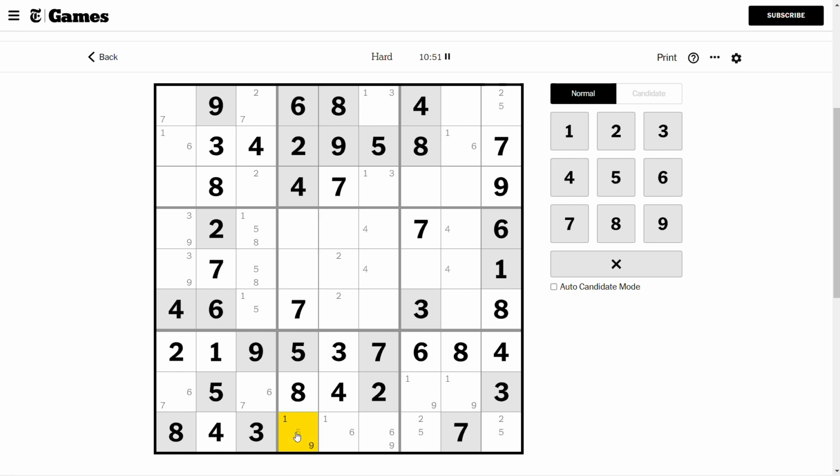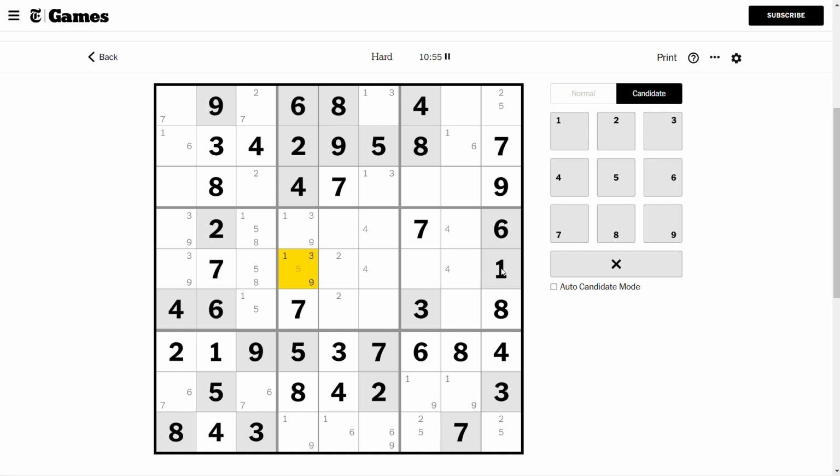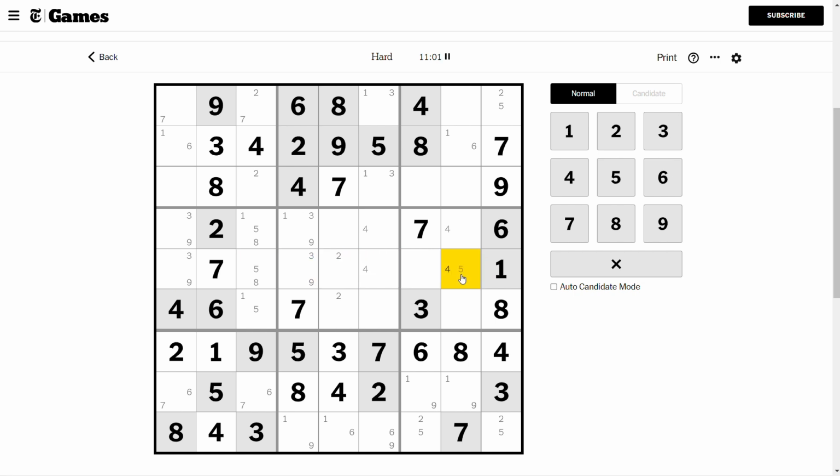In column 4, 1, 3, and 9 are the missing digits. This cell sees 1, so it can only contain either 3 or 9. And now, in row 5, there are 2 open cells that can only contain the digits 3 and 9. The keyword is only.